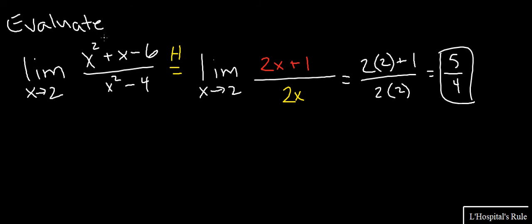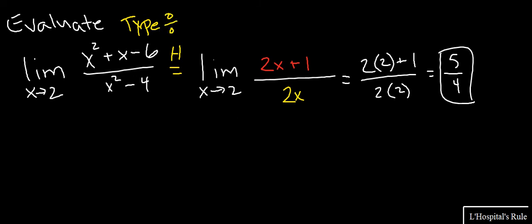We're asked to evaluate this limit. The limit as x approaches 2 of x squared plus x minus 6 divided by x squared minus 4. Plug in 2, I get that 2 squared is 4, plus 2 is 6, minus 6 is 0. And then I get that 2 squared is 4, minus 4 is 0, so I have type 0 over 0. I want to write that down. Type 0 over 0 for this limit.